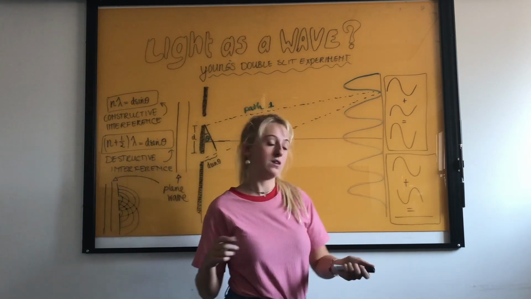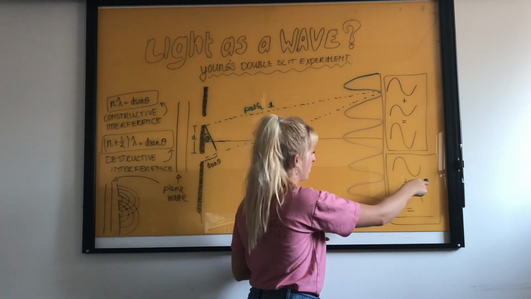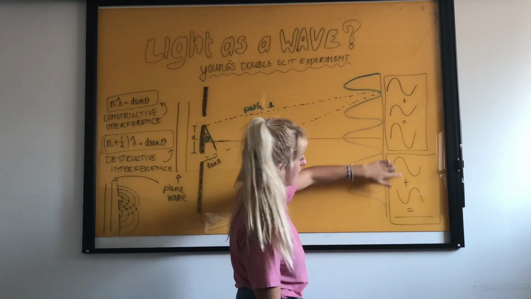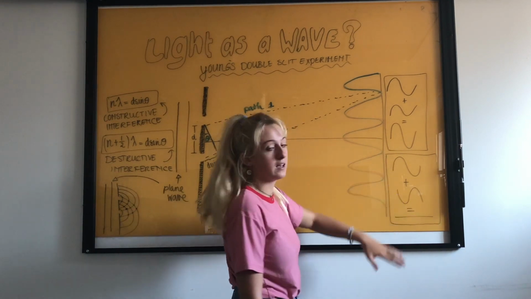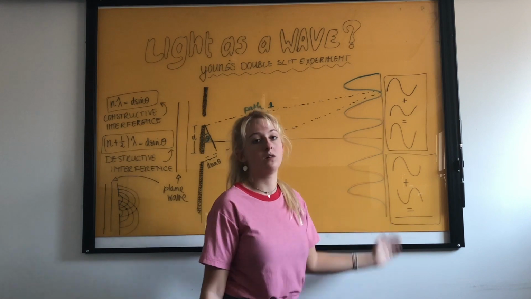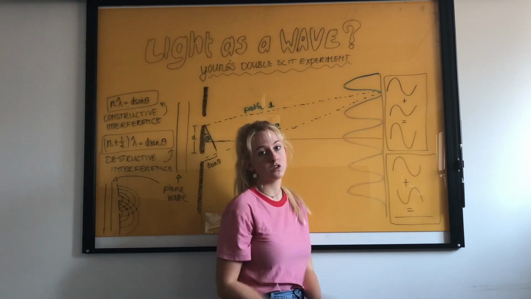When we have destructive interference, we see that the waves are actually out of phase. So one wave here, one wave here. When you add them up, you actually get 0 because they both cancel each other out. So this is where we see a dark fringe on the screen.